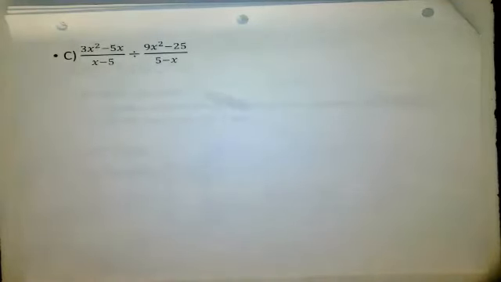3x squared minus 5x over x minus 5, divided by 9x squared minus 25 over 5 minus x. Ooh, interesting. What's interesting?